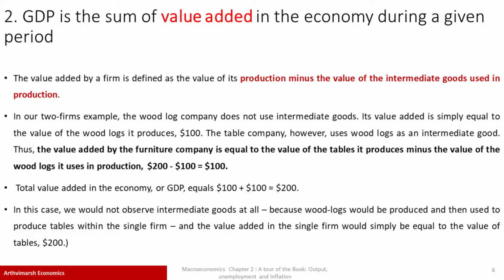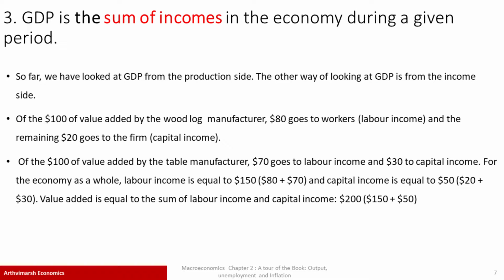Now in this case, we would not observe intermediate goods at all because woodlogs would be produced and then used to produce tables within the single firm. And the value added in the single firm would simply be equal to the value of tables, that is $200. In the discussion so far, we have looked at GDP from the production side. The other way of looking at GDP is from the income side.